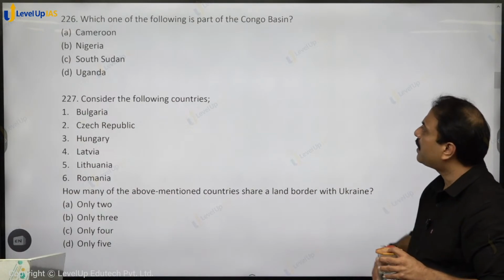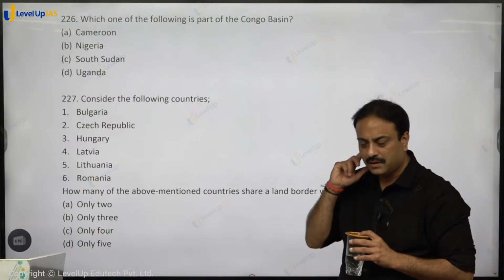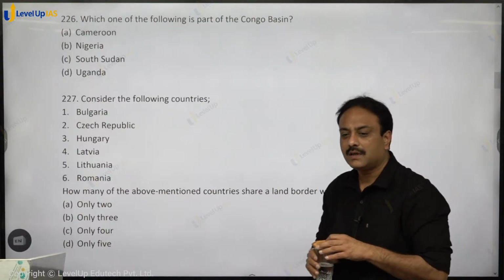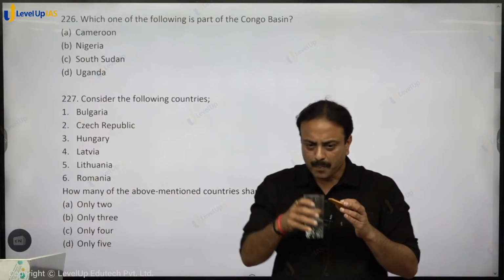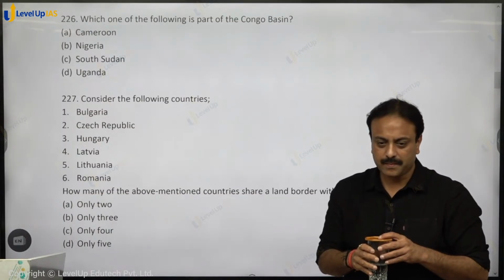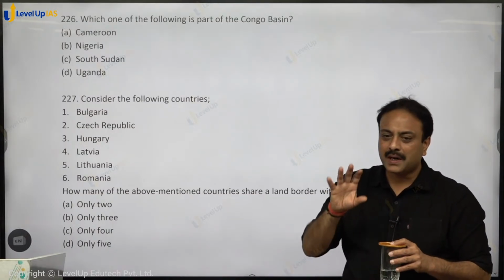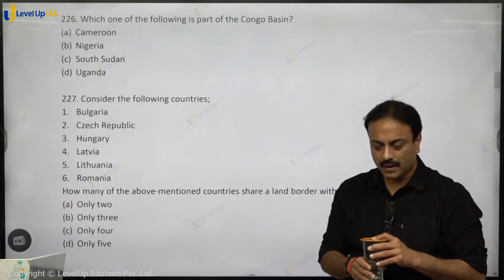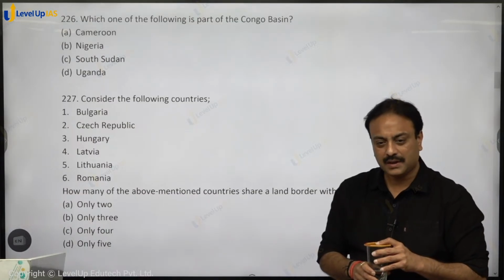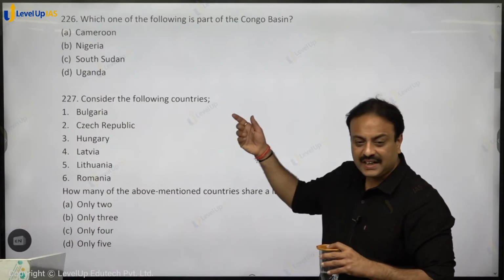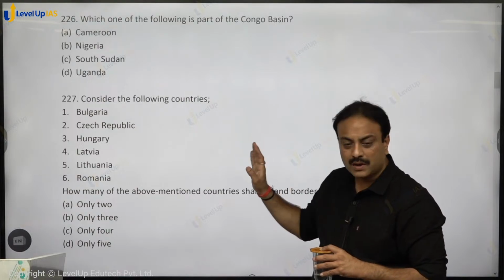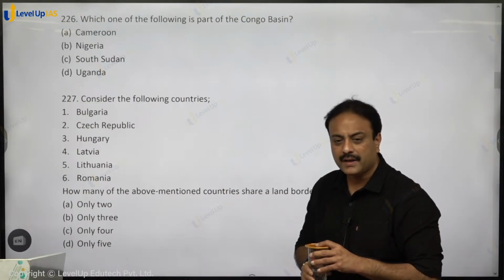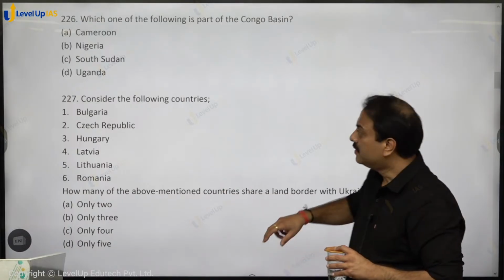Which one of the following is part of the Congo Basin? Cameroon. Which other countries are part of the Congo Basin? Four countries are considered part of the Congo Basin. One is Democratic Republic of Congo, Cameroon, Gabon. That's it. Nigeria, not part of that. South Sudan, not a part of that. Uganda, not a part of that. So the answer is Cameroon, A, Cameroon. Right?